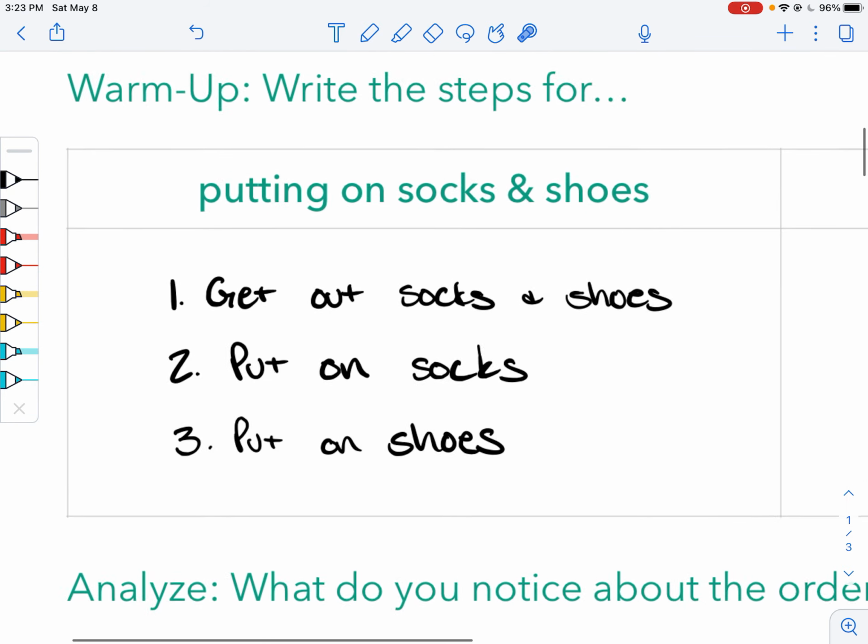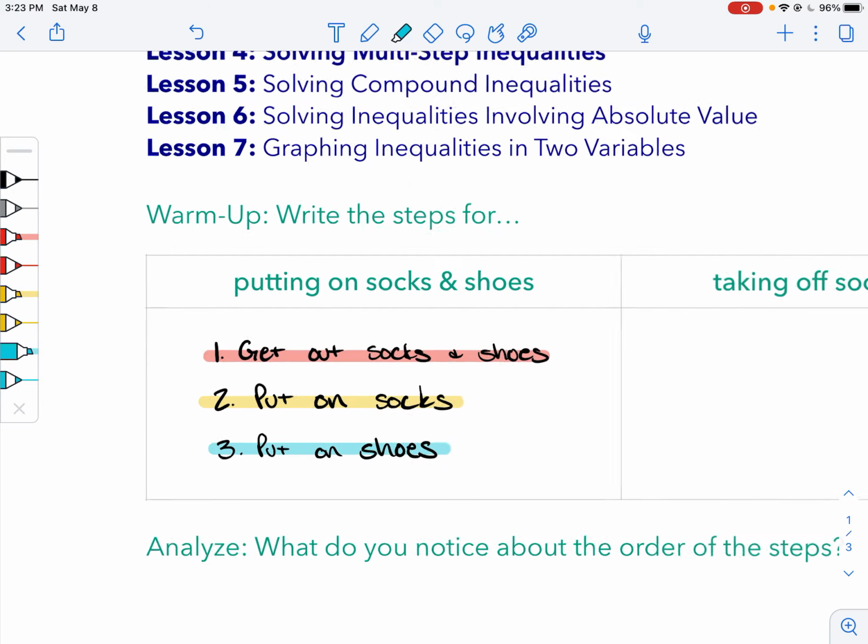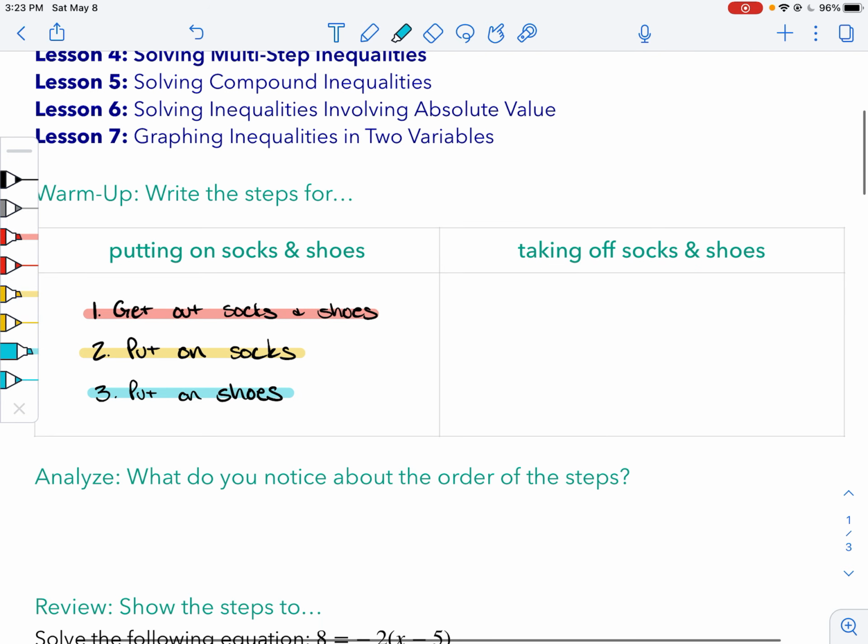Before we jump in, let's remind ourselves how to put on our socks and shoes. When I put my socks and shoes on, I first get out my socks and my shoes, and then I put on my socks, and then I put on my shoes. So that's my strategy. Now, how do I take them off?